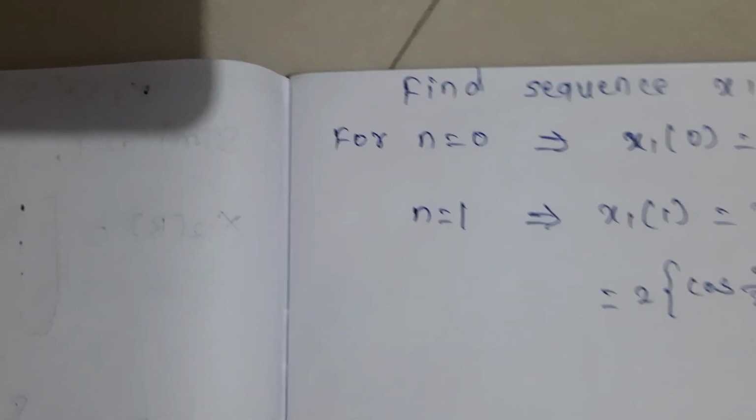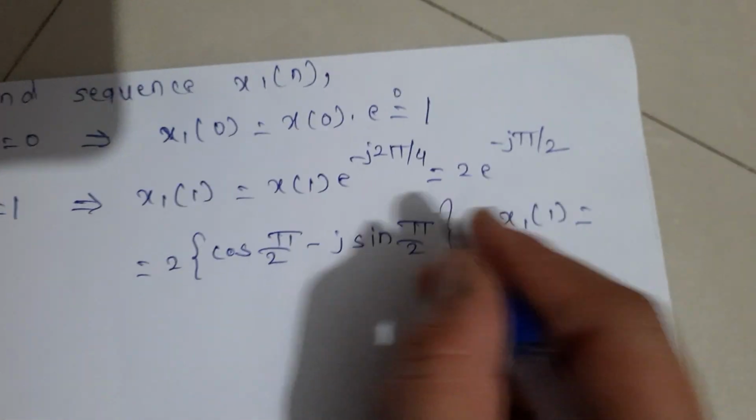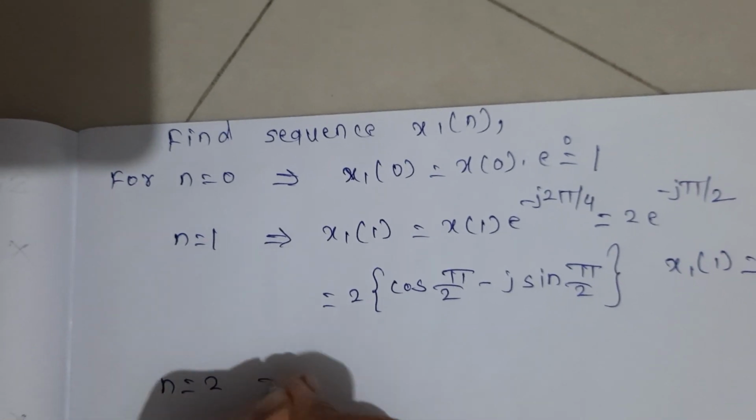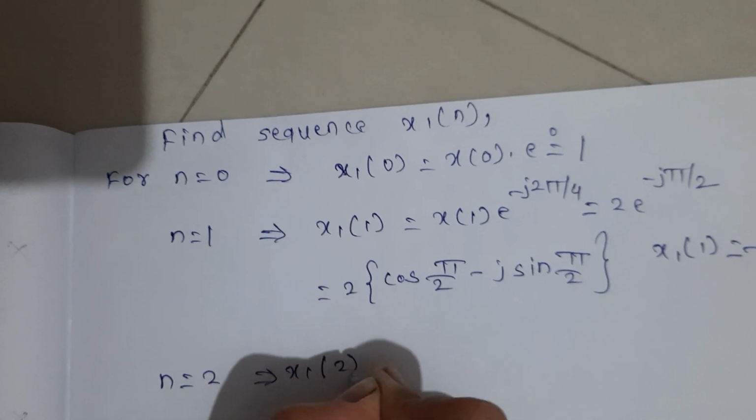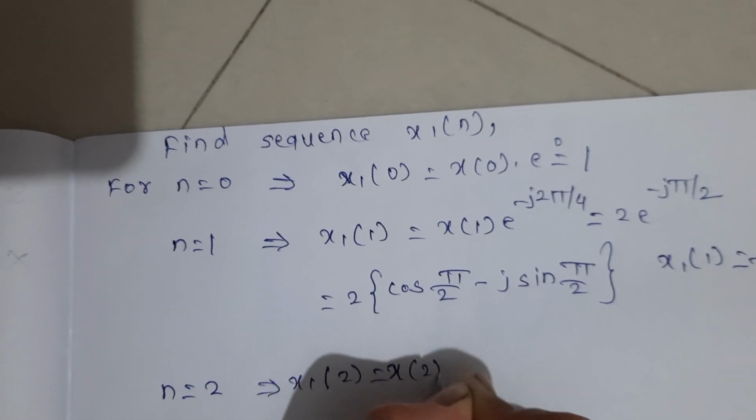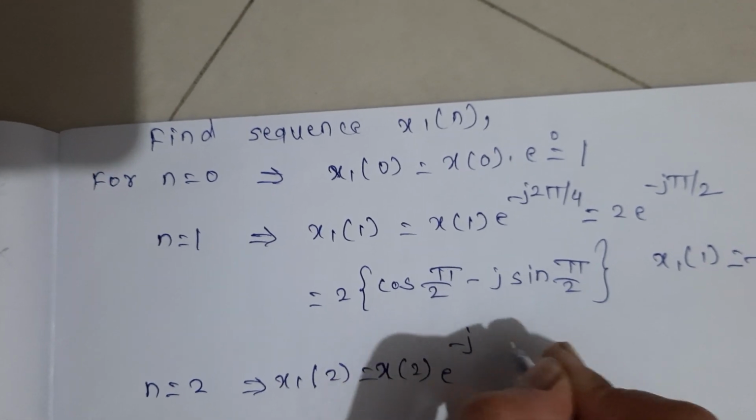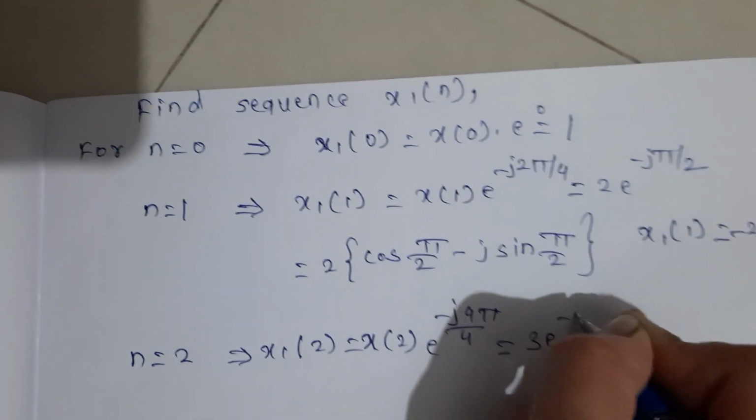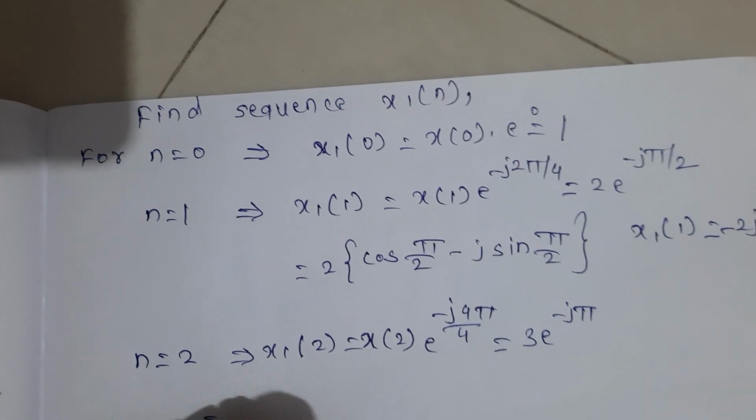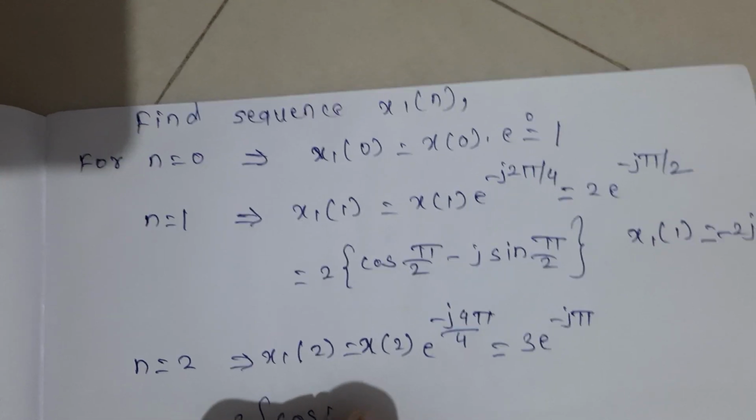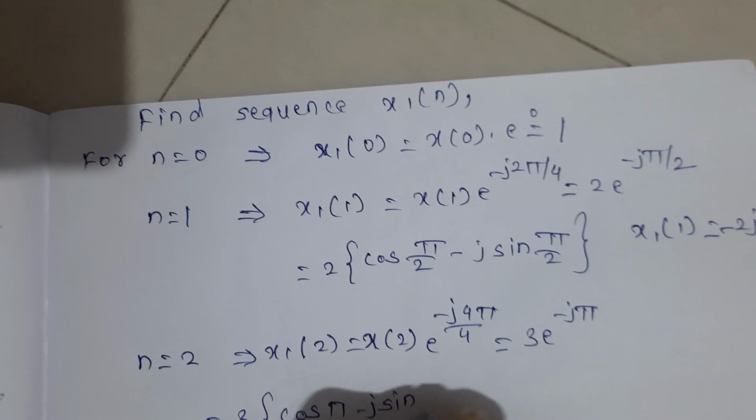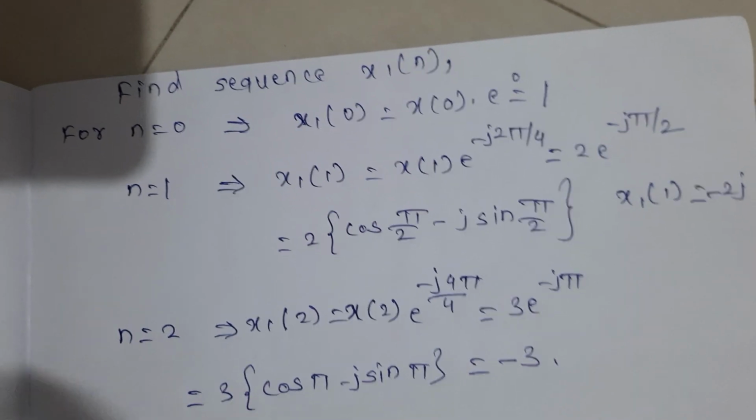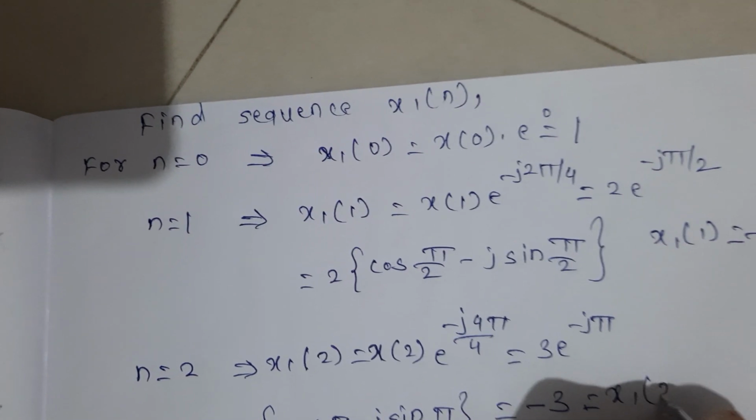So x1(1) is equal to minus 2j. Now next is n is equal to 2. Minus j 4 pi by 4. So it is 3 e raised to minus j pi. So it is 3 into cos of pi minus j sin pi, so that is equal to minus 3. This is the value of x1(2).